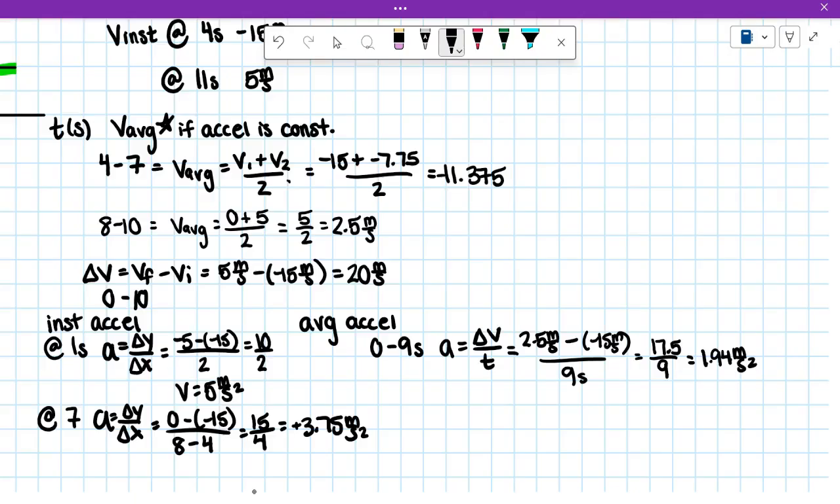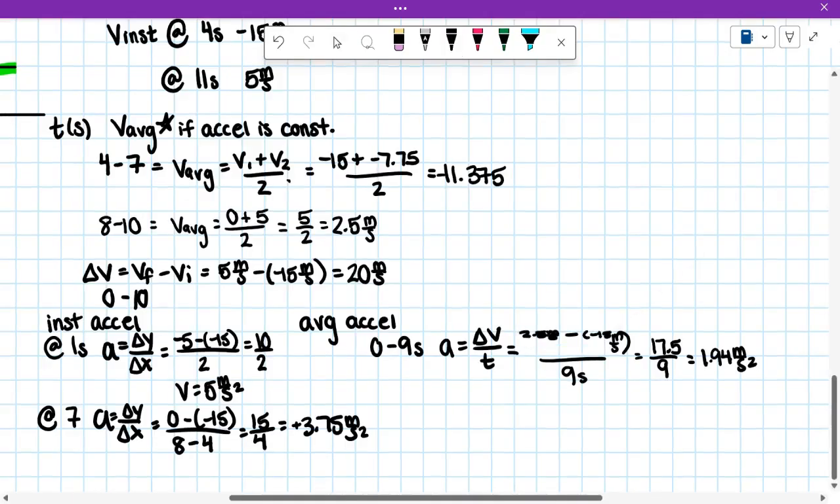So average acceleration, back to that. Change in velocity over time. So from 0 to 9 seconds, we had a positive change in velocity of 17.5 meters per second, over 9 seconds. So we have an average acceleration of 1.94 meters per second squared. So that means on average for those 9 seconds, I increased my velocity by 1.94 meters per second every second.